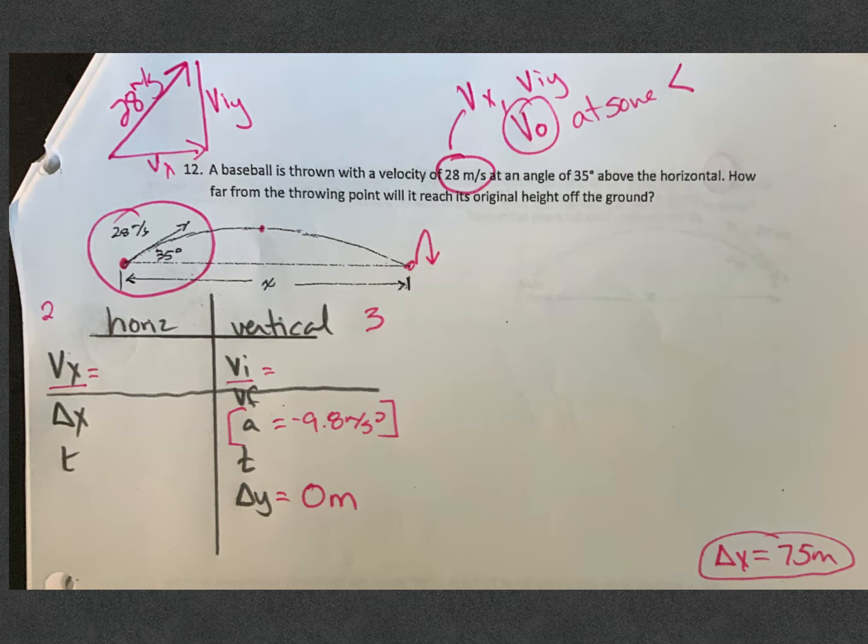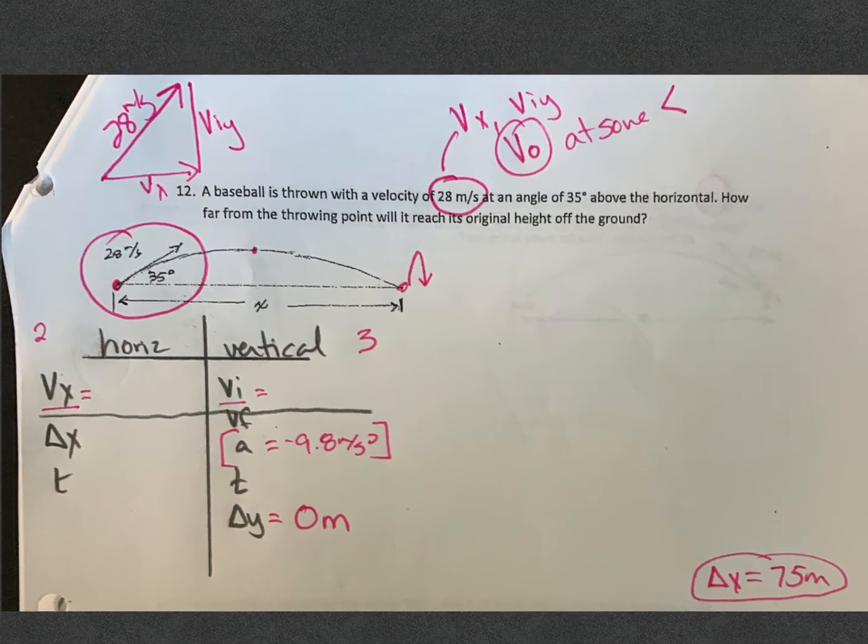So this looks unsolvable until you realize that the key is in the first moments of the launch. At the very moment that the projectile leaves the bat, assuming it's being hit by a bat, we know that it has at all times a horizontal component and a vertical component. And we have those already labeled, Vx and Viy.